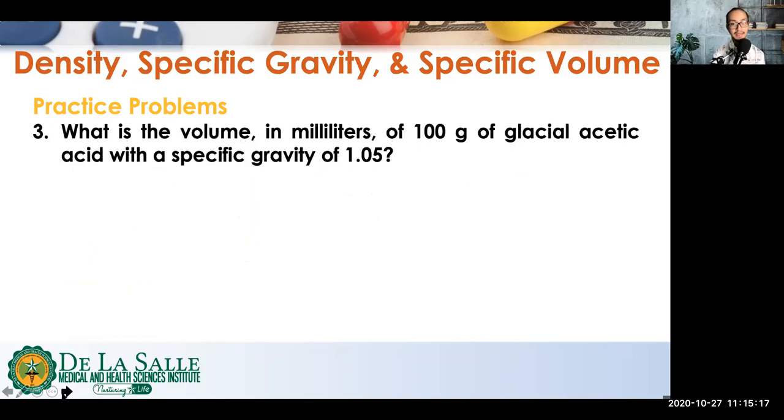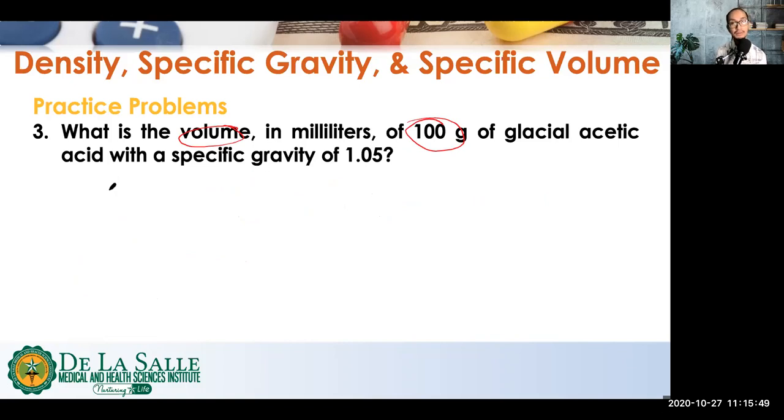And I think this is the last couple of slides. What is the volume in milliliters of 100 grams of glacial acetic acid with a specific gravity of 1.05? Now, this time, what is being asked is the volume. We are given now the weight. So, remember the formula of our specific gravity. It is the weight of the substance divided by the weight of an equal volume of water, as our standard.